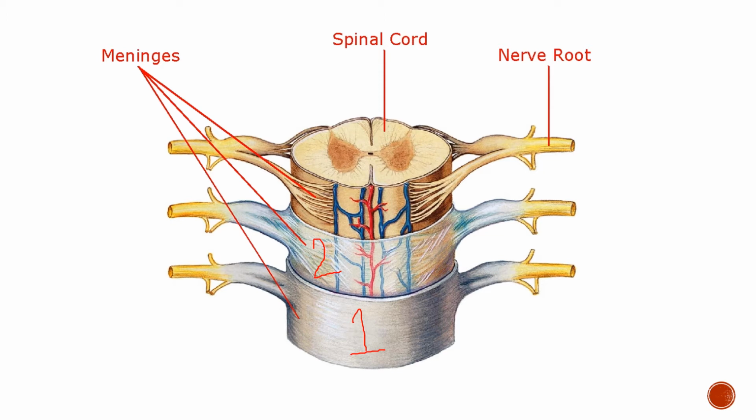And then your most inner layer, number 3, if I can write today, is your pia mater. It's the innermost layer, hugs the spinal cord like a coat, and it has blood vessels that deliver the oxygen. So it provides nutrients to the spinal cord.